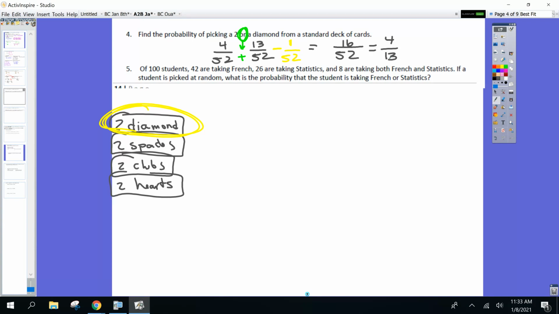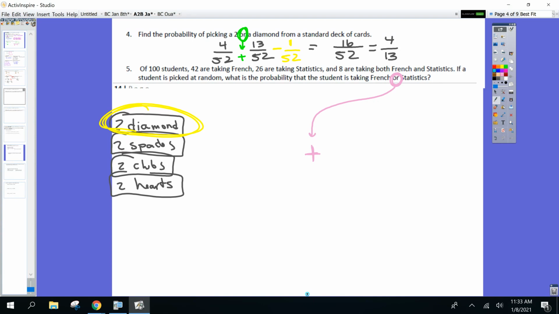And then last one here. Some kids taking French and statistics. 8 take both, because I guess they're studs. 8 take both. If I pick a student at random, what's the probability of taking French or statistics? There's that word again. So I see, okay, or, let's add up the probabilities now.